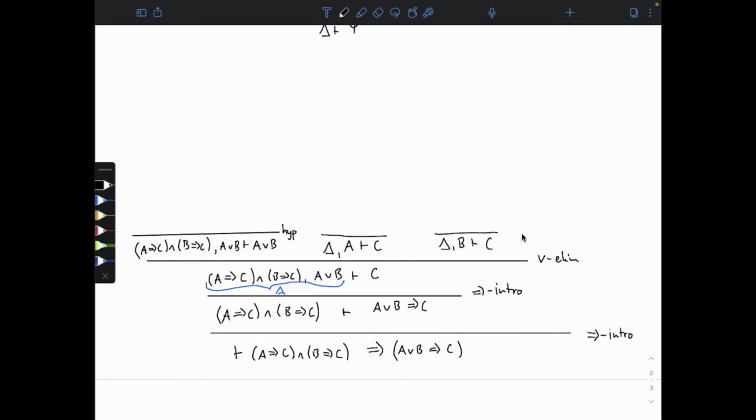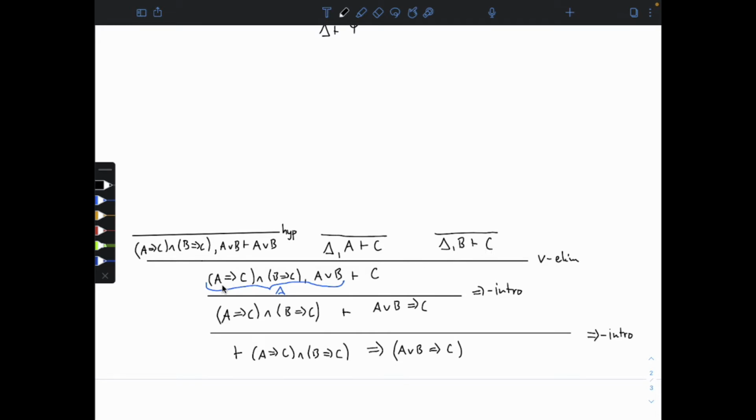Sorry? Which one? So what you want to get is... Okay, let's do this one because it's going to be easier. It'll grow up here. And then this one I will just say similar. Okay? I'm not going to draw it. So how do you get C?